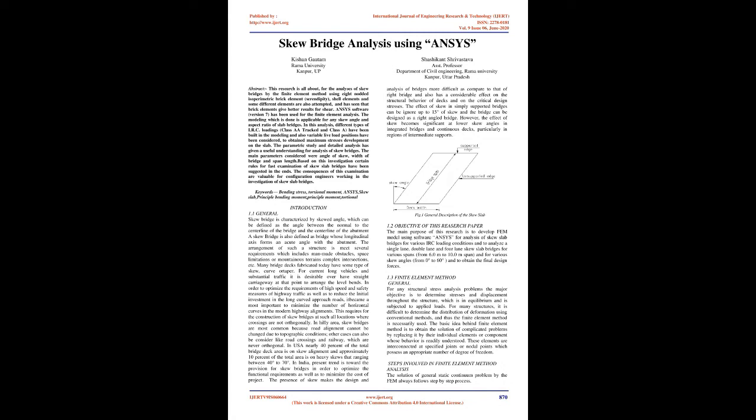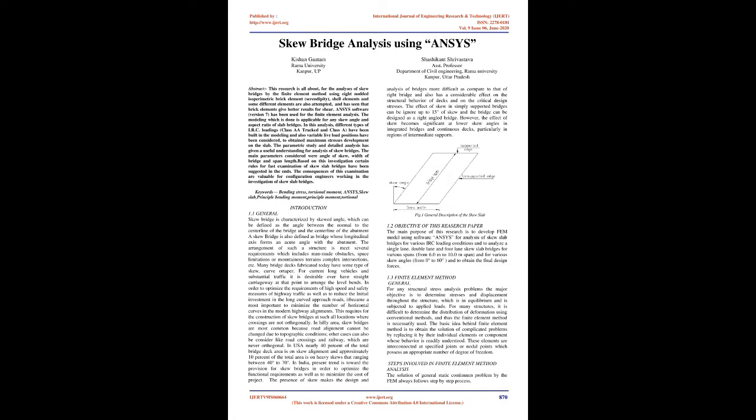In hilly areas, skew bridges are most common because road alignment cannot be changed due to topographic conditions. Other cases can also be considered, like road crossings and railways, which are never orthogonal. In USA, nearly 40% of the total bridge deck area is on skew alignment, and approximately 10% of the total area is on heavy skews ranging between 40 degrees to 70 degrees. In India, the present trend is toward the provision of skew bridges in order to optimize the functional requirements as well as to minimize the cost of the project.